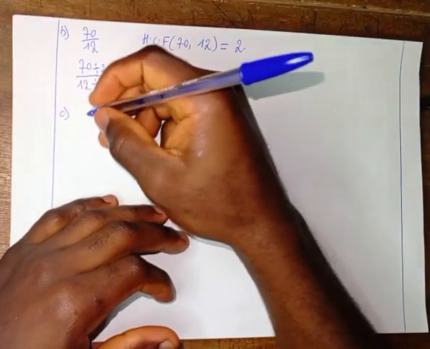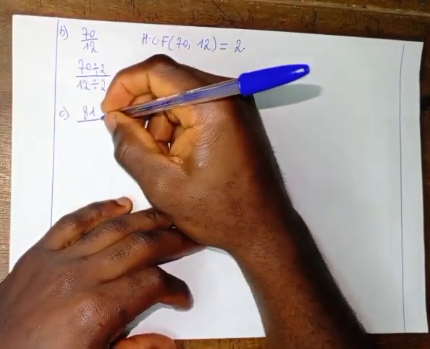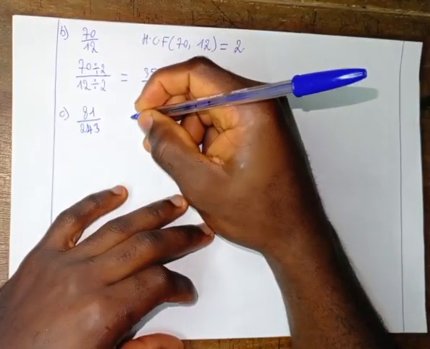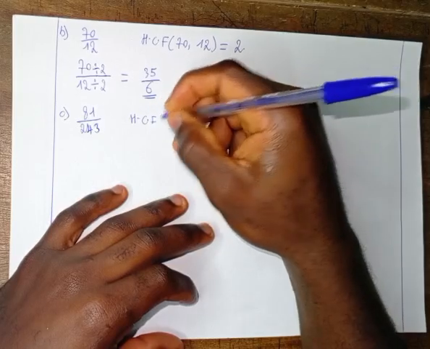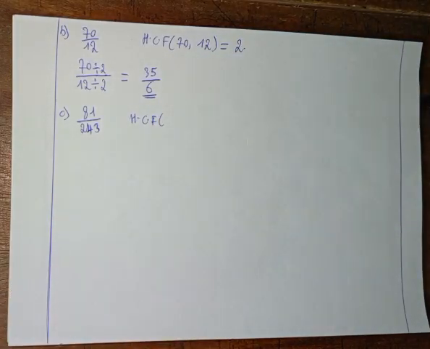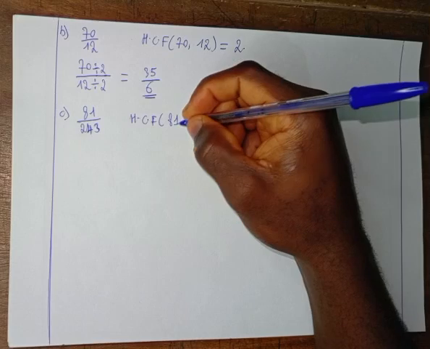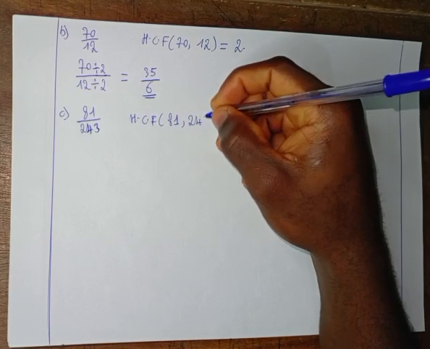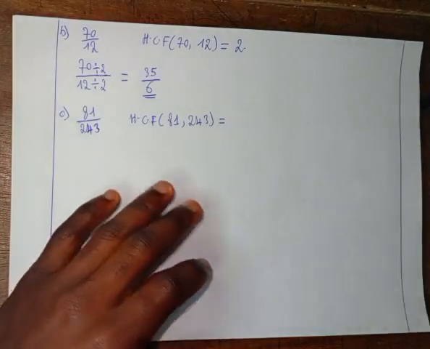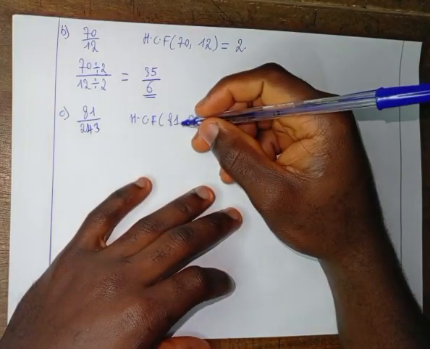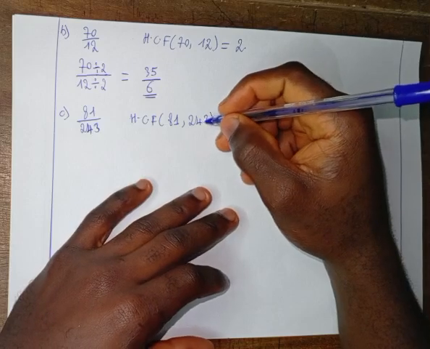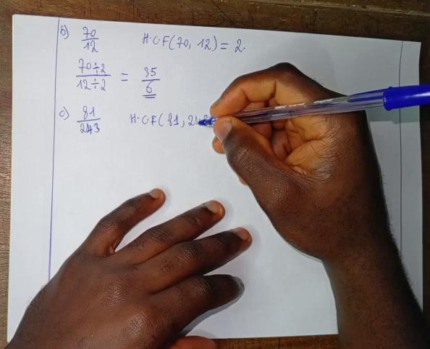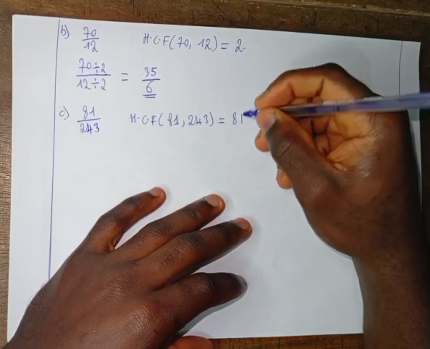We go now to C. For C, we have the fraction 81 over 243. First, we need to start by finding the HCF of the two numbers, 81 and 243. We know 81 is a factor of 243. 81 times 3 gives us 243. So the HCF will simply be 81.